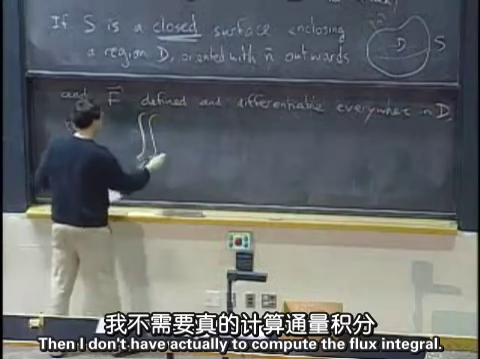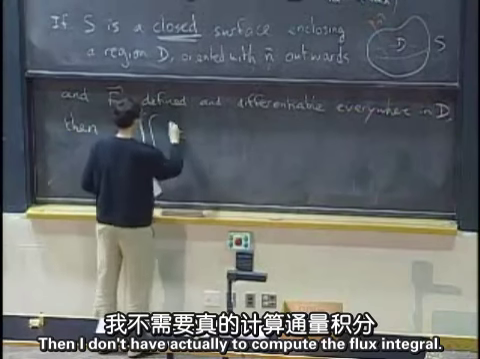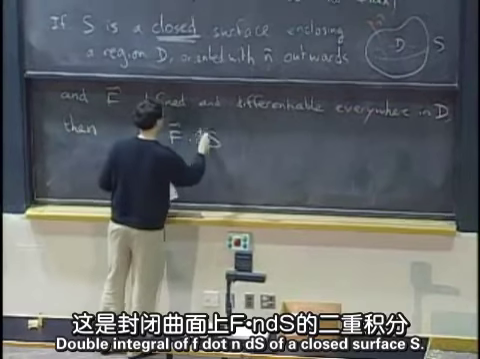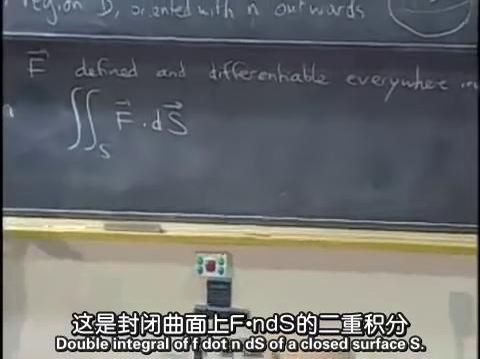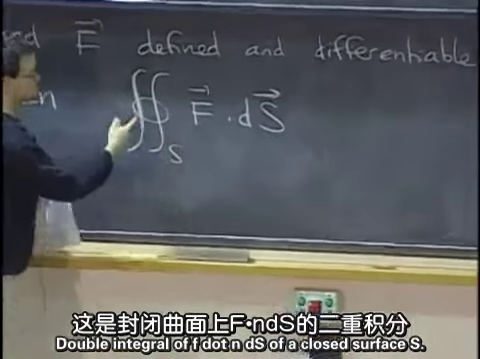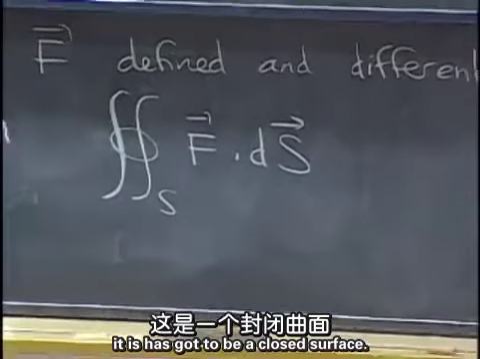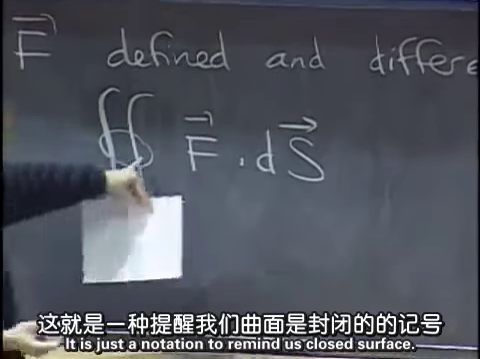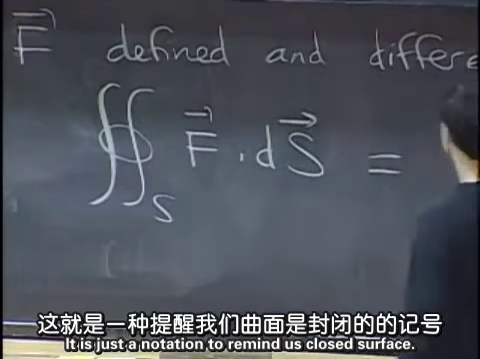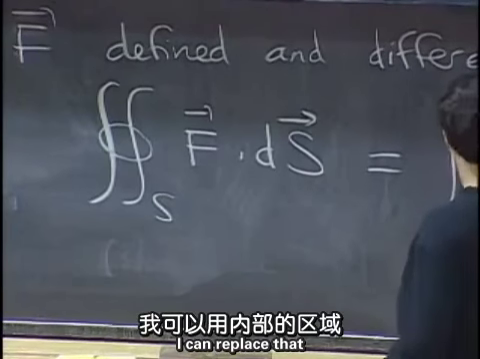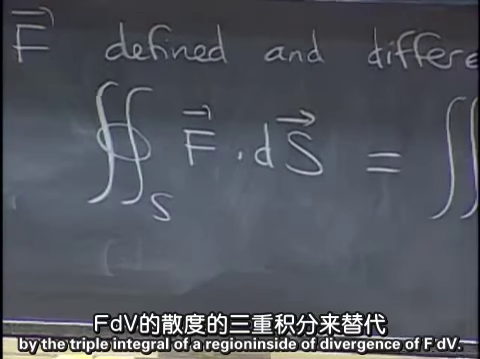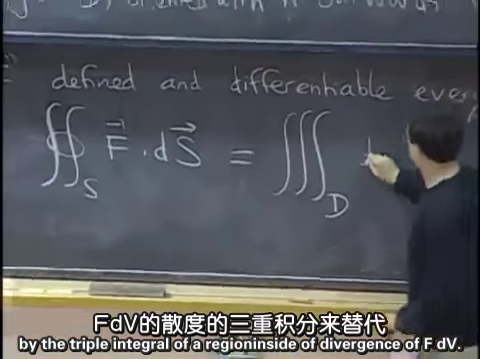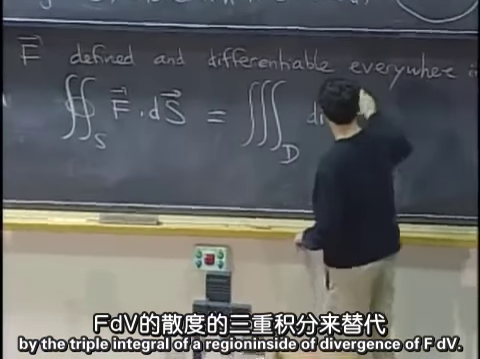Then I don't actually have to compute the flux integral, the double integral of F dot n dS over a closed surface S. I'm going to put a circle just to remind you it's got to be a closed surface. That's just notation to remind us. I can replace that by the triple integral over the region inside of divergence of F dV.